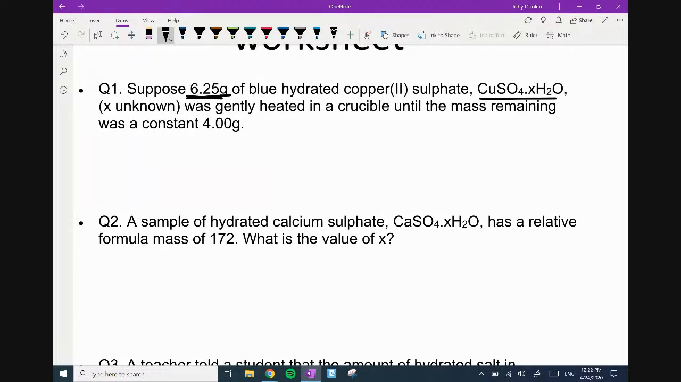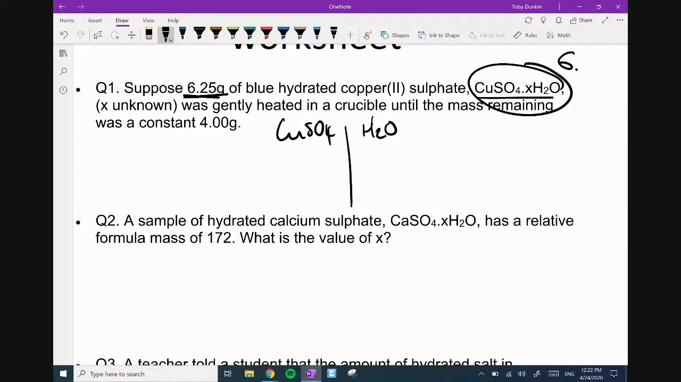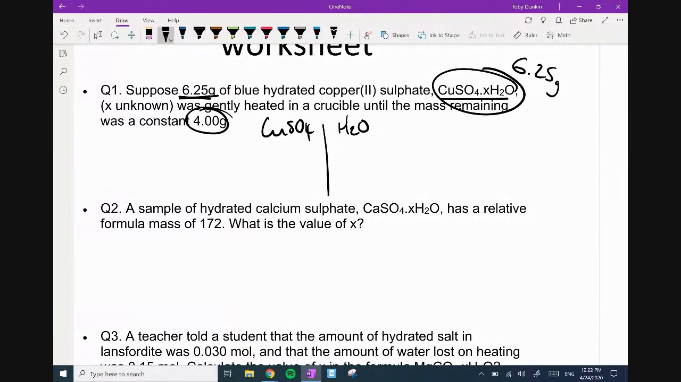6.25 grams of hydrated copper(II) sulfate. X is unknown. Gentle heating, wouldn't be gentle. You'd want to roast this until it was completely dry, until the mass was constant, but 4 grams. So we can quickly divide this in half and say, right, copper sulfate, and we've got H2O. So if that total substance weighs 6.25 grams, and then the dry mass, which is going to be the leftover because we lose the water on heating, so we're going to have 4 grams of this left over, which means the difference is going to be the water, so 2.25 grams of H2O.